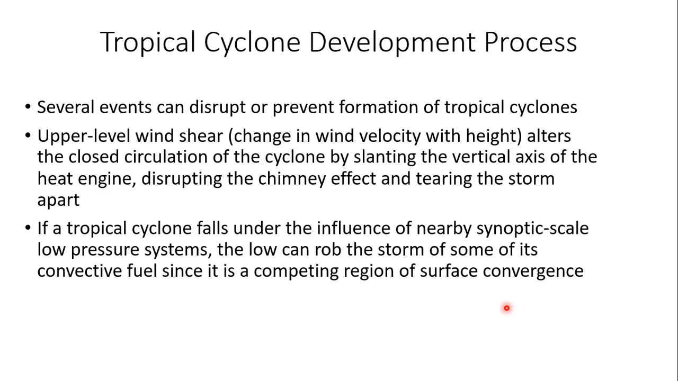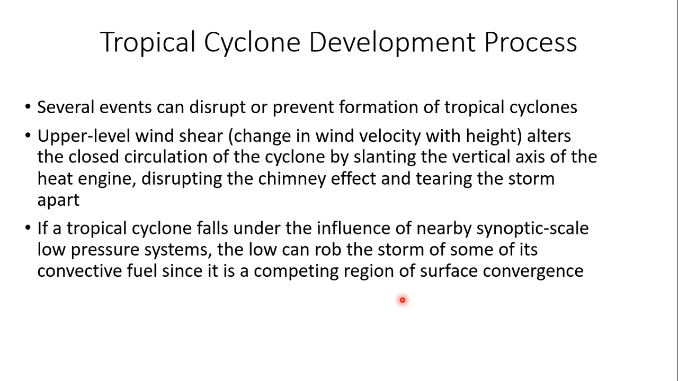Several events can disrupt or prevent formation of tropical cyclones. The first one, which I've already kind of talked about, is the upper level wind shear. Wind shear is a change in wind velocity, wind speed and direction, with height. What that tends to do is alter the closed circulation of the cyclone. It slants that vertical convection. This disrupts the chimney effect greatly and tears the storm apart.